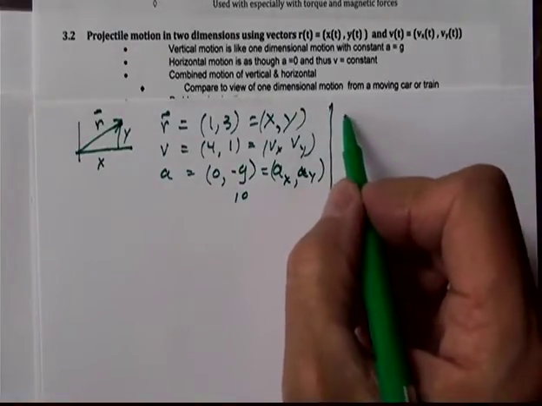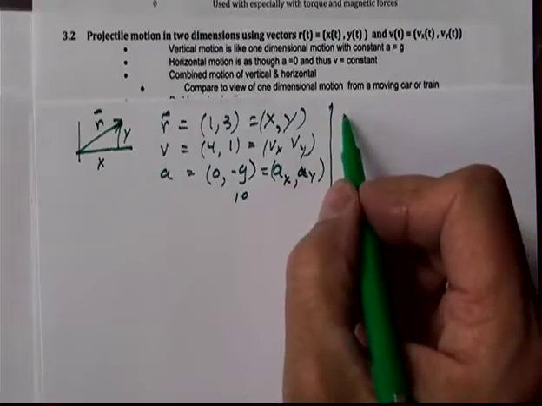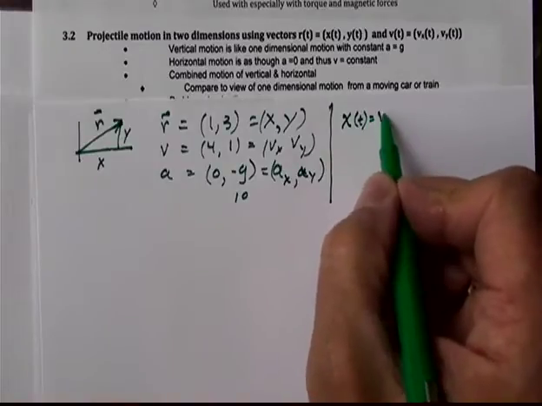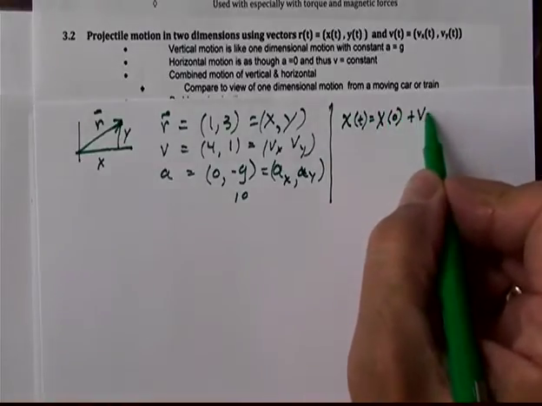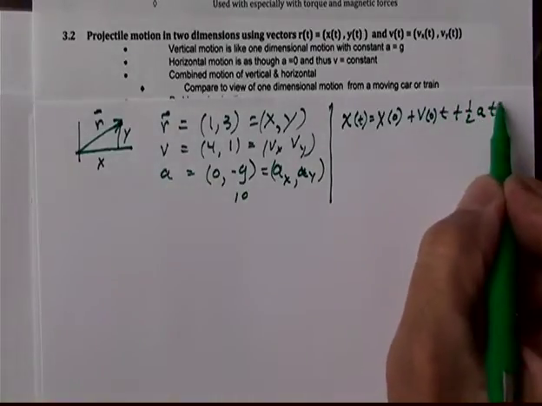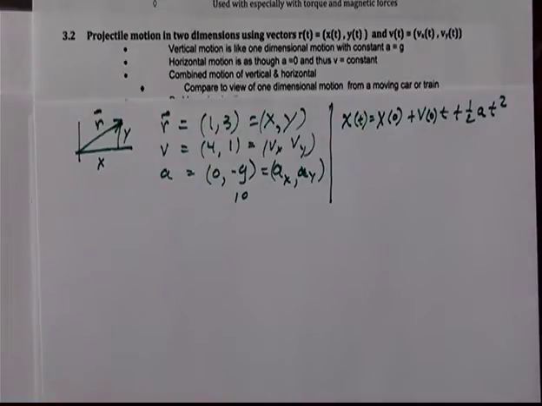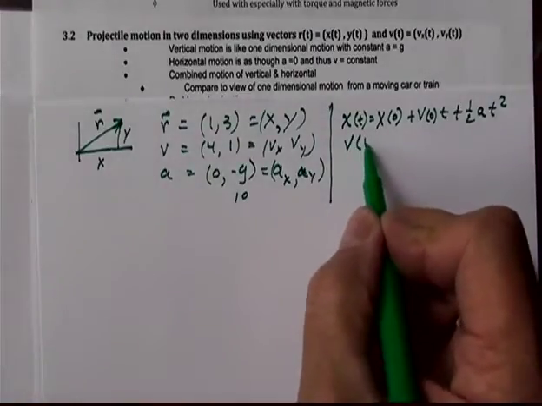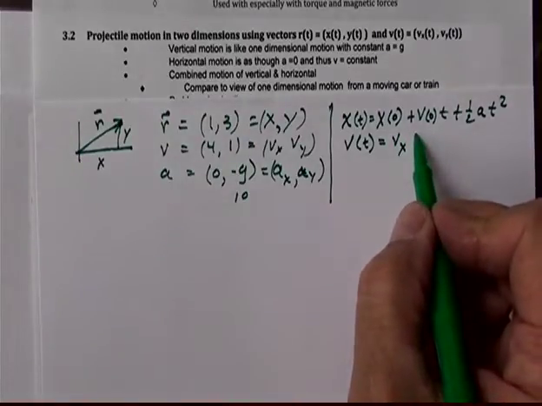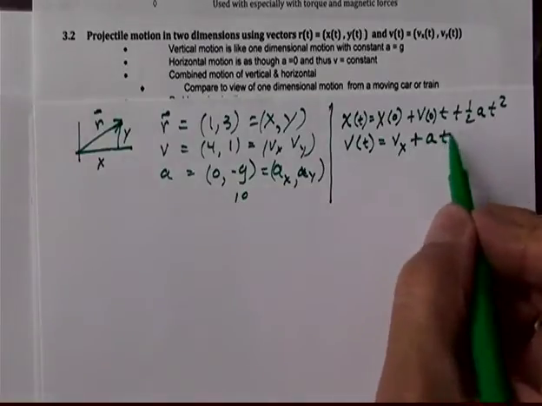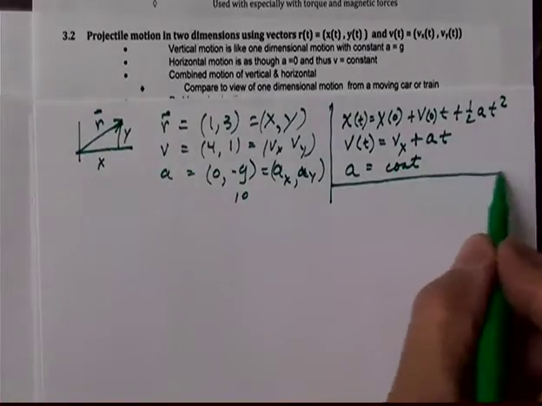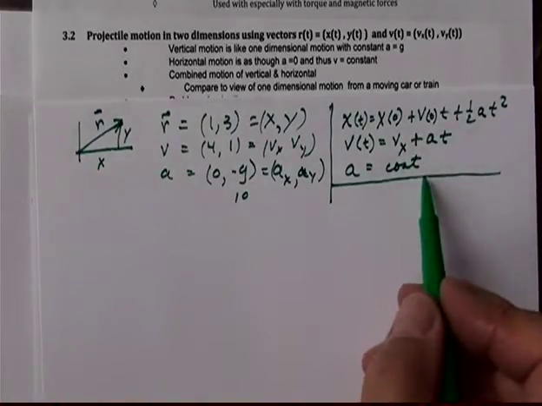The equations that we want to use, remember from what we had before: the position x at a later time is equal to the position at an original time plus the original velocity times time plus 1/2 acceleration times time squared. This always applies if we have constant acceleration. And velocity as a function of time is equal to original velocity plus acceleration times time. And the acceleration is a constant. Now this applies both to the x coordinates and to the y coordinates.